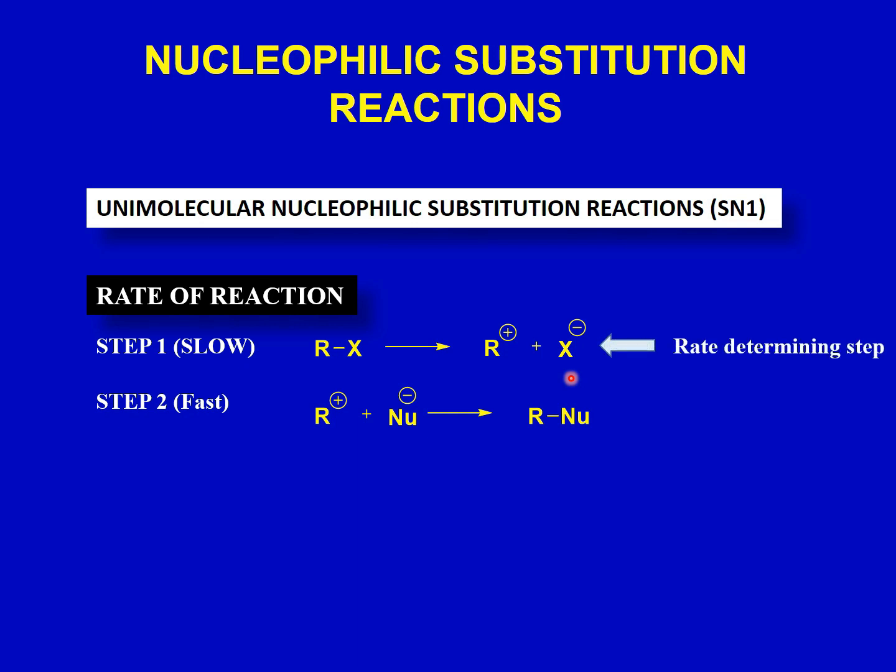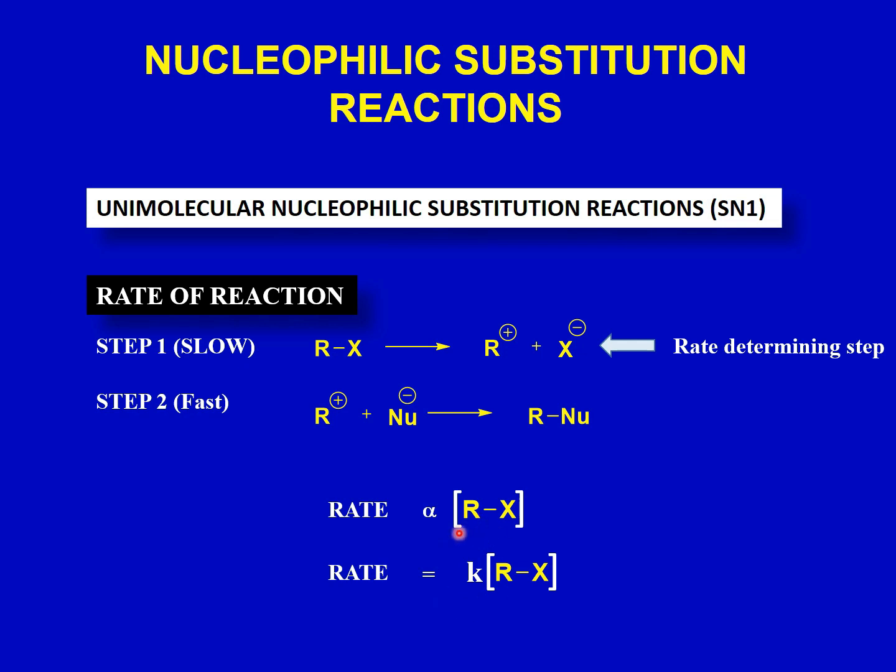Now you can see here that the slowest step involves only one molecule, that is the alkyl halide. It means that the rate of reaction, which is dependent upon the slowest step, the rate determining step, involves only one molecule, so the rate will be affected by the concentration of the alkyl halide only. So we can write it in this form: rate is directly proportional to the concentration of alkyl halide. If we remove proportionality and convert it into an equation, we have to add a constant k here.